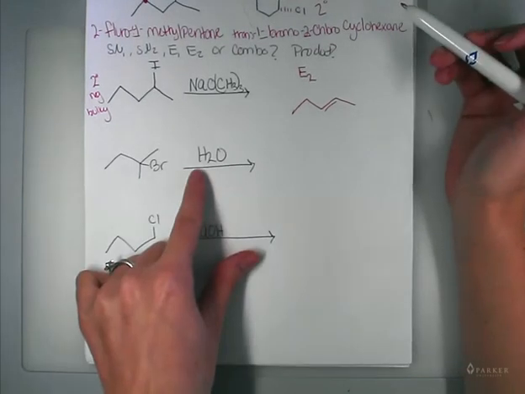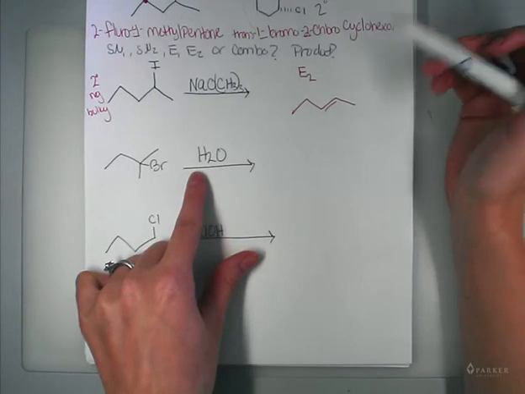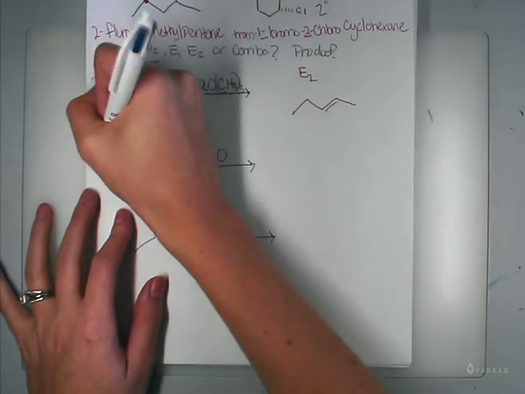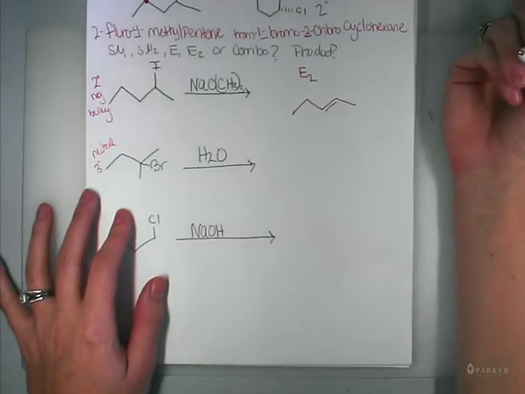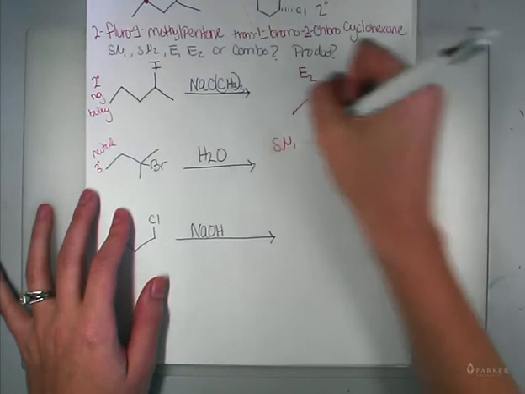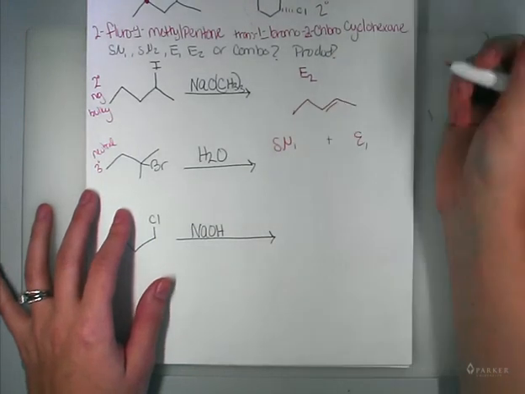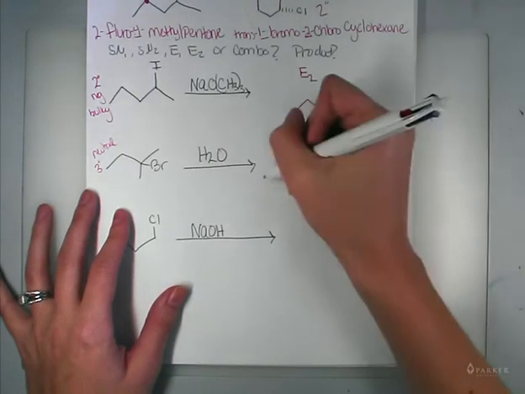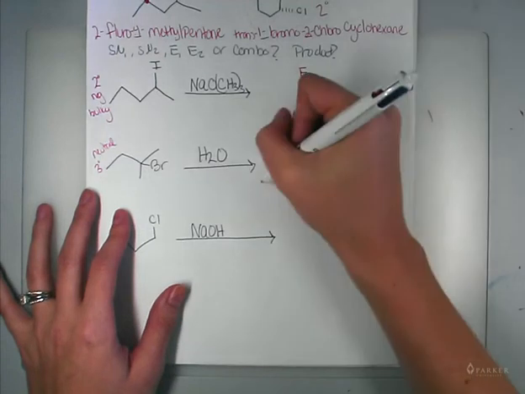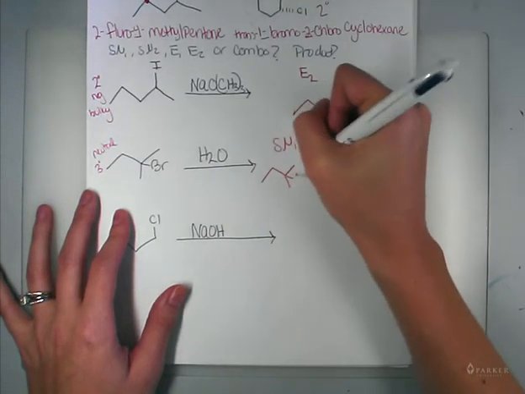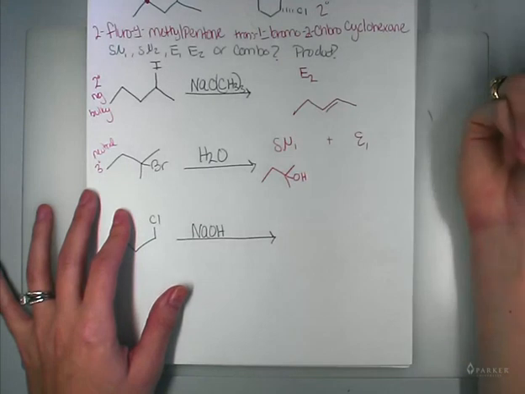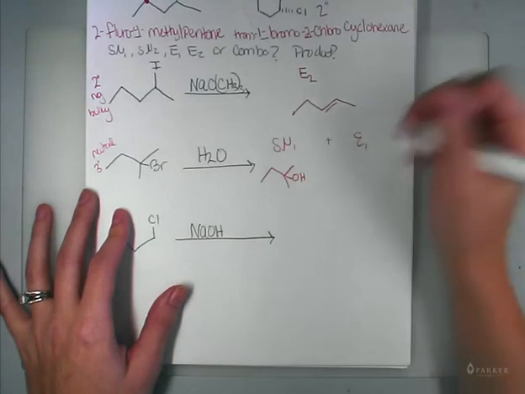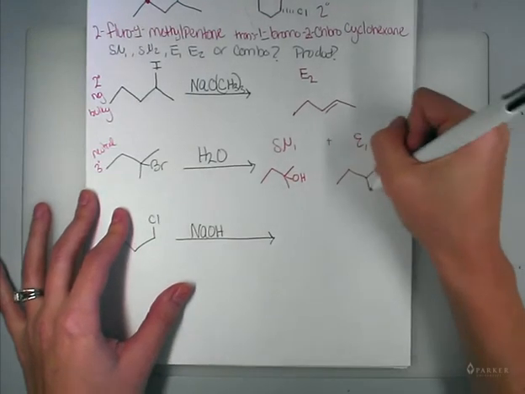Okay. What about this one? With neutral and tertiary. So what is that? SN1 and E1. What would the SN1 product be? What would be on there? OH, where do I put the OH? Where the bromine is. And E1, a double bond where? I can go, say, up, down, or left. Left.